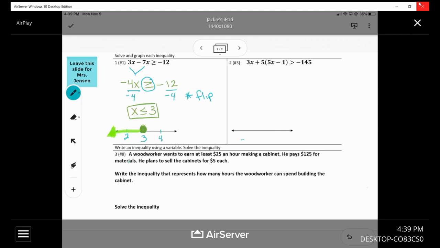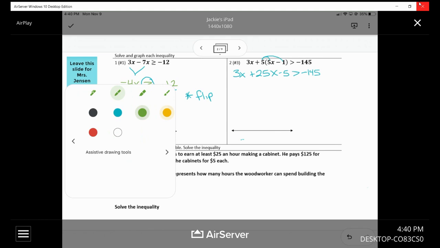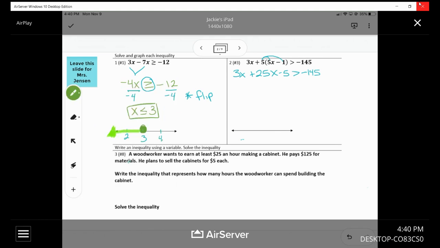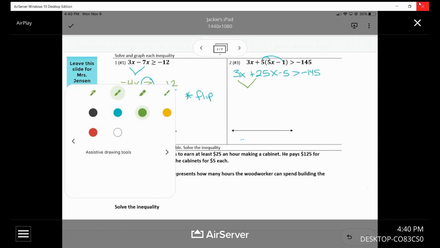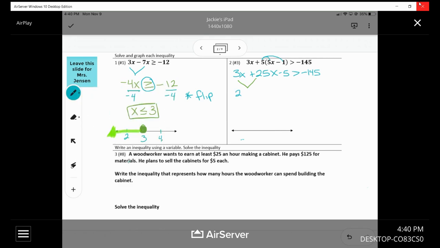For number 2, which is number 3 on your homework, we first want to distribute and multiply 5 times 5x and 5 times negative 1. 5 times 5x is 25x. 5 times negative 1 is negative 5. And that's all greater than negative 145. Our next step would be to combine like terms. 3x plus 25x, which gives us 28x.